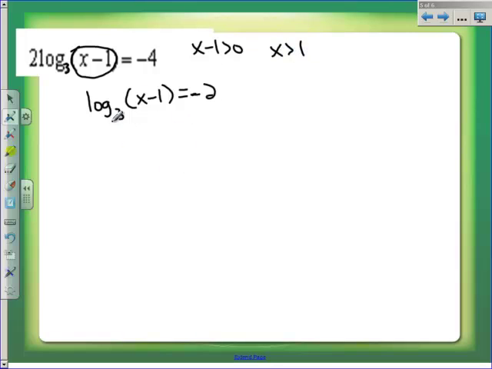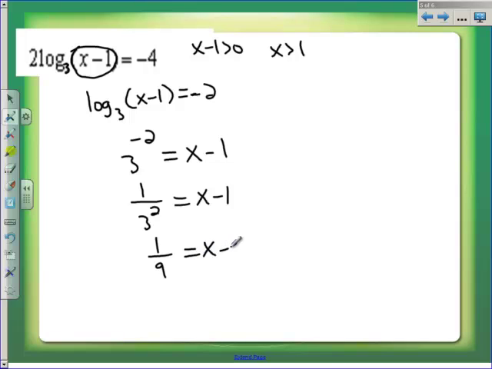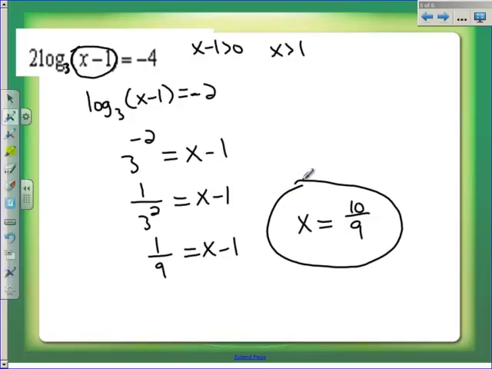All right, let's keep going here. Now that I have one logarithm, I'm going to convert this into an exponential. So 3 to the negative 2 equals x minus 1. Of course, 3 to the negative 2 is 1 over 3 squared, and that is 1/9. And then I'm going to add 1 to both sides, and I'm going to get 10/9. Is that okay with my domain? Yeah, that number's a little bit bigger than 1, but it's still larger than 1. So that is my solution.